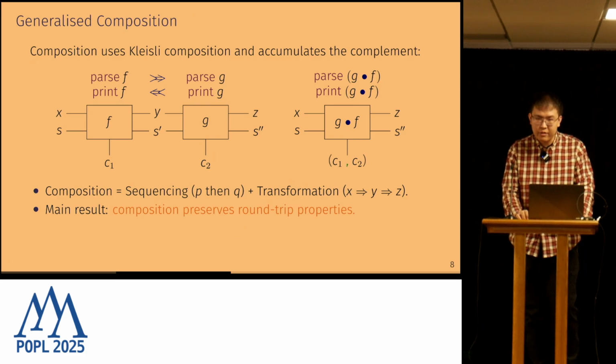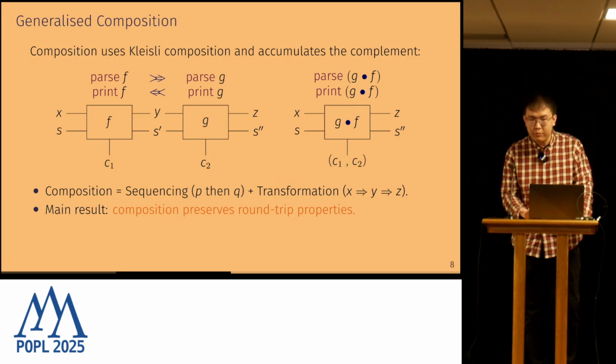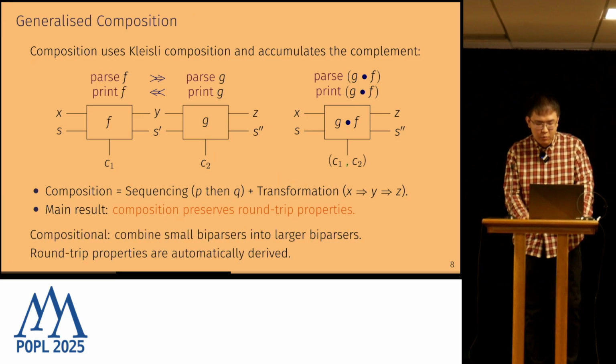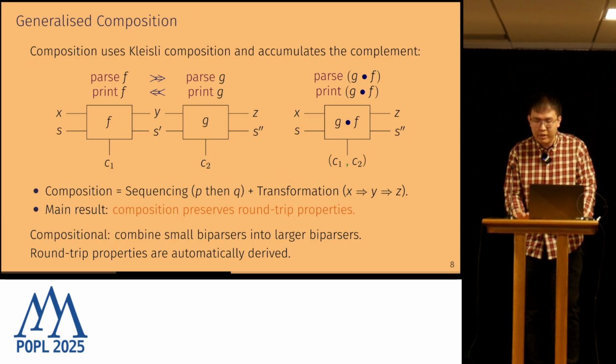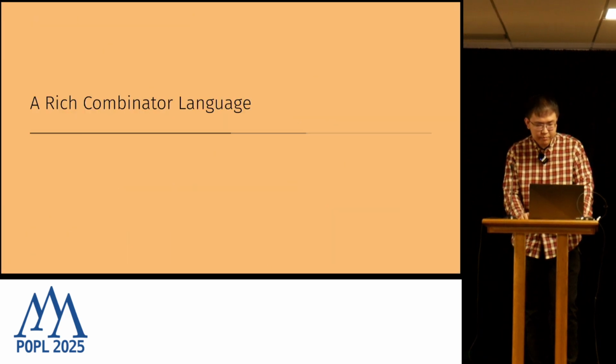And our main result here is that this composition operation, this generalized composition, preserves the round-trip properties, which enables compositional programming so that we can actually combine small biparsers into larger biparsers. And during this process, all the round-trip properties are automatically derived. So we automatically get the correctness guarantees for them.